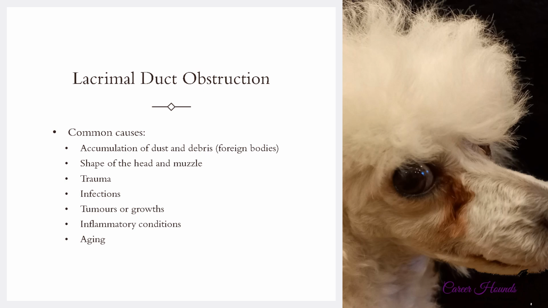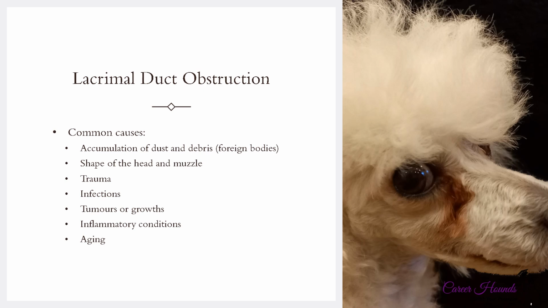This may often remain an aesthetical problem, but in some dogs, if left, it can result in ocular discharge, redness, and sometimes even infection in the affected eye and in the skin below the eye. Lacrimal duct obstruction in dogs can stem from various other causes as well, both congenital, which means present at birth, and acquired, developed later in life.